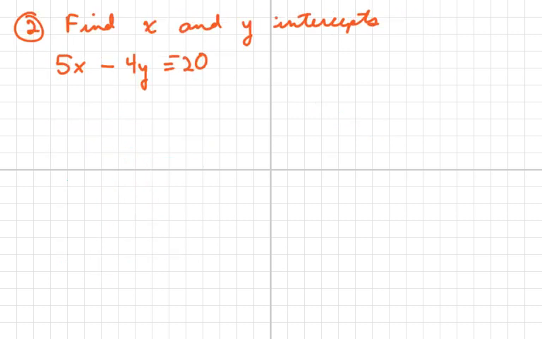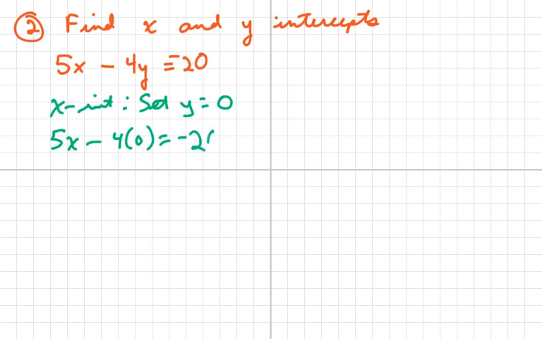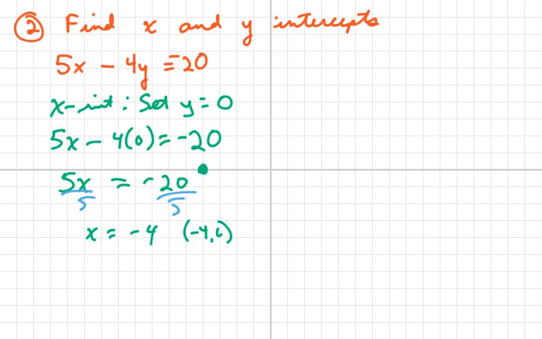So objective 2 is to find X and Y intercepts and then graph. So remember, to find an X-intercept, you set Y equal to 0. So you have 5X minus 4 times 0 equals -20. That gives you 5X equals -20. Divide both sides by 5. X equals -4. So then the X-intercept is -4, 0. So we'll graph that point.